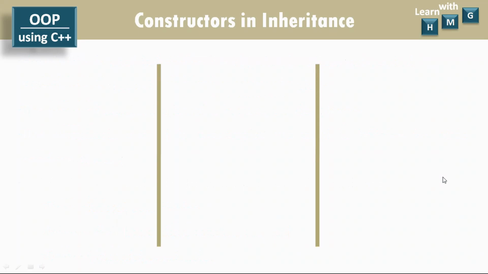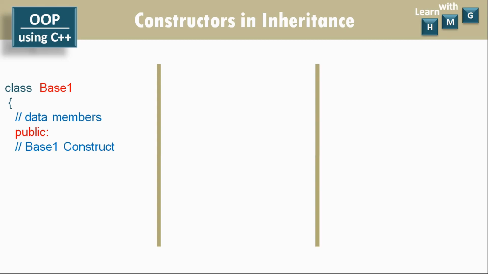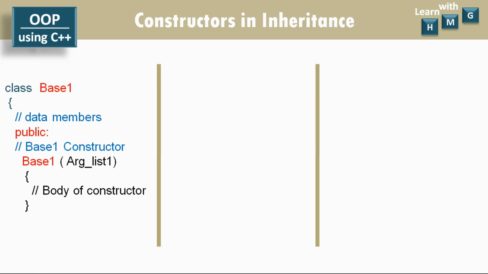Now let us see how to define constructors in each class. First of all, base 1, that is base class 1, has its own data members. In the public section, you have to define the constructor of the base class. Let us see the base 1 constructor. The name of the constructor will be, of course, the name of the base class, that is base 1. It has its own argument list, and using this argument list, you define the body of the constructor in which we initialize the data members of the base class. In this way, you include the constructor within base class 1.